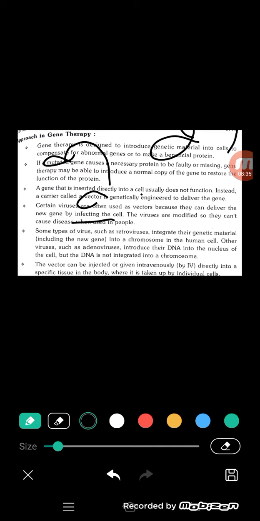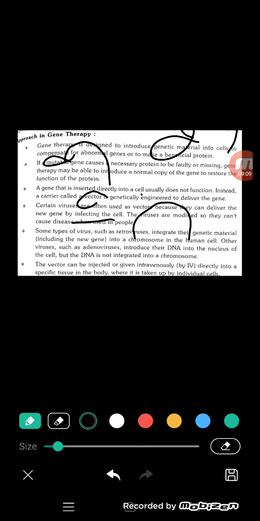Some types of viruses, such as retroviruses, integrate the genetic material, meaning the new gene, into the chromosomes of the human cell. Other viruses, such as adenoviruses, introduce the DNA into the nucleus of the cell, but the DNA is not integrated into the chromosomes.